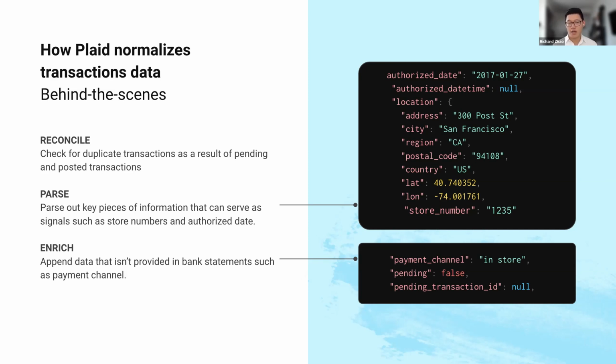And lastly, we have a layer of enrichments that we add. So we use the word enrichment to describe any sort of metadata that we as Plaid can provide that was not available in the raw data. So this could be things like inferring additional location information, inferring the payment channel, or deciding on the transaction category.